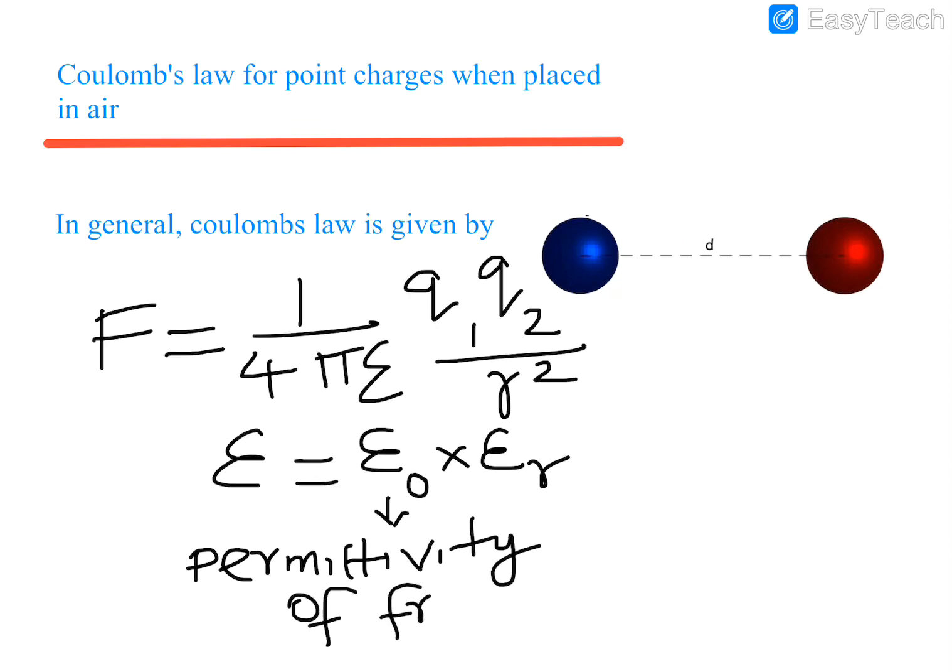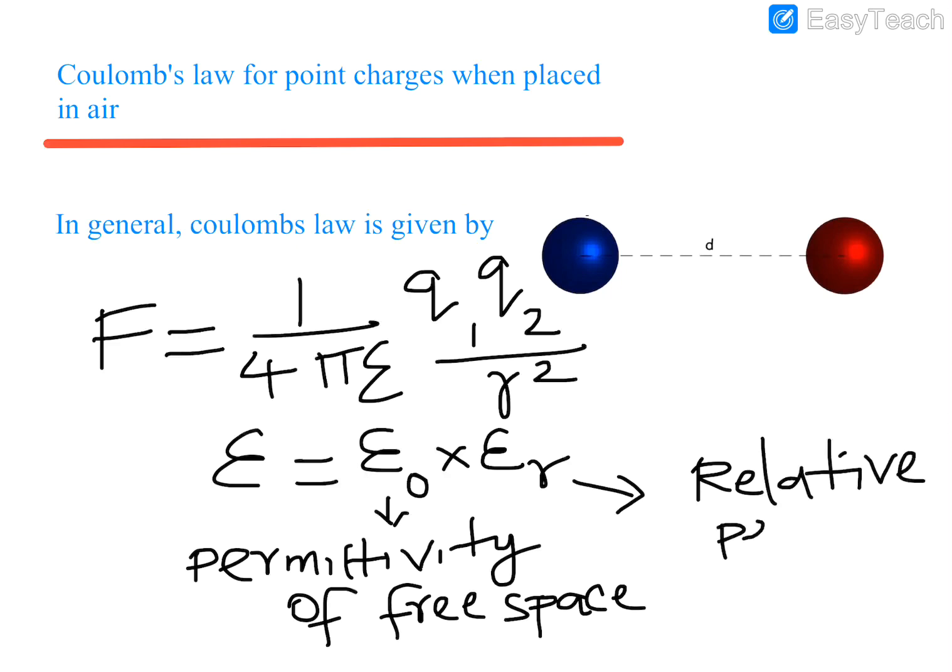of free space, and epsilon r is called relative permittivity, or we will use another term that I will discuss later, that is called a dielectric constant. So this is the expression for epsilon. Epsilon is equal to epsilon 0 into epsilon r.